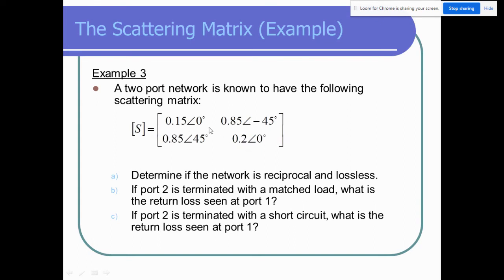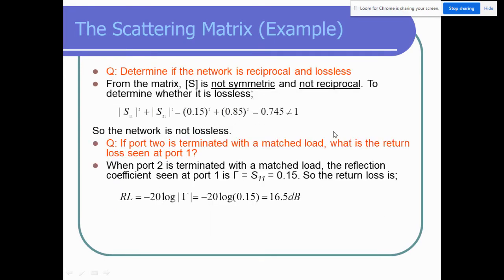If these two are equal, then this is reciprocal. So this is not equal, isn't it? So if this is not equal, this is not symmetric also, because these two are not equal also. So this is not a symmetric and not a reciprocal network.